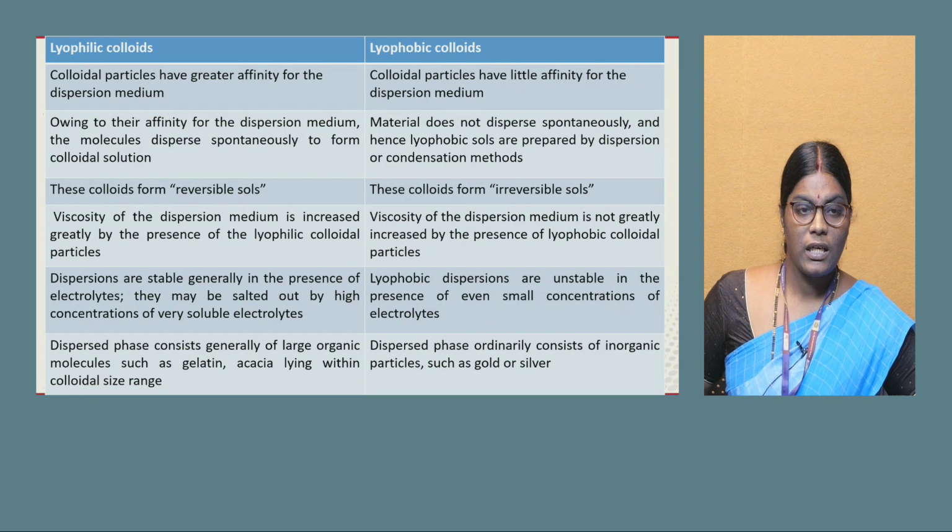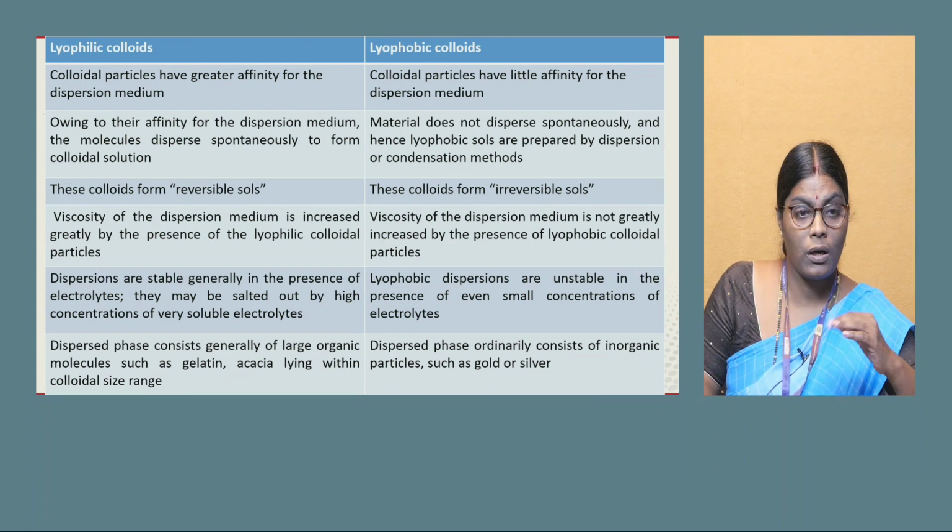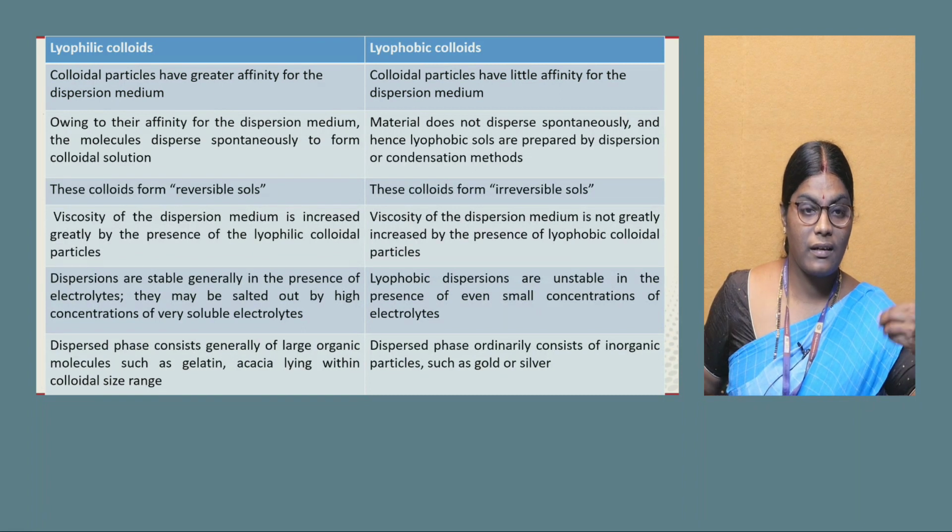Reversible sol means, for example, the preparation of a hydroxypropyl methyl cellulose solution with either alcohol or water. Just take the solution of the lyophilic colloid and allow it to dry. If you allow it to dry, the sol will get dried. But if you want to revert it back, that is, get a sol again by adding simple solvent, what will happen?